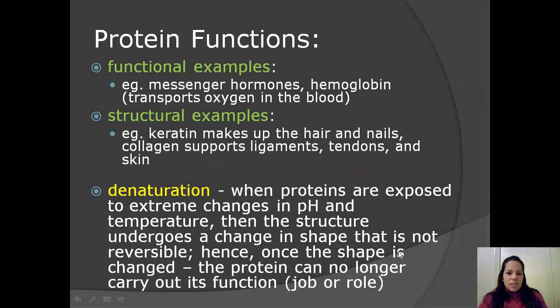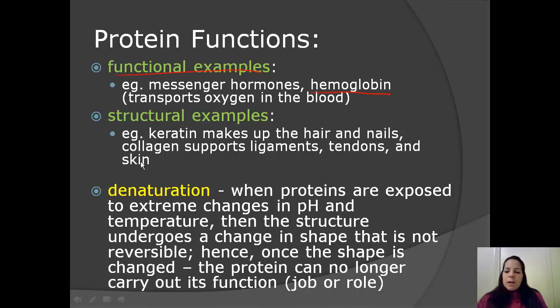Okay, protein functions. There are, I think, thousands and thousands of proteins in the human body, and therefore there are hundreds and hundreds of functions. So some functional examples of proteins are messenger hormones, which carry messages from one part of the body to another part of the body to activate something. Hemoglobin, which we just discussed, transports oxygen in the blood. Now, looking at some structural examples of functions, keratin makes up the hair, so hair just like this, as well as our nails. And collagen supports ligaments, tendons, and skin.